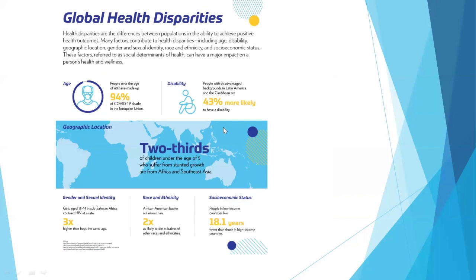Here you can see data about global health disparities. I've just taken this from the internet. People over the age of 60 made up 94% of COVID-19 deaths in the European Union. And people with disadvantaged backgrounds in Latin America and the Caribbean are 43% more likely to have a disability. This is data that shows how there are different global health disparities happening all over the world.